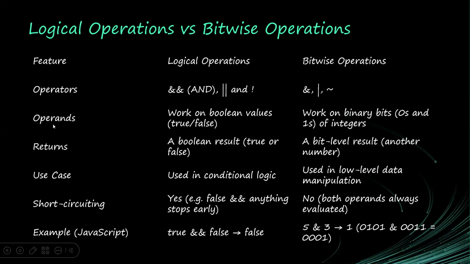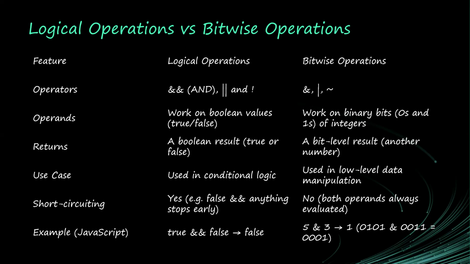The operands that logical operations operate on are called Boolean values, either true or false. But the bitwise operators operate on binary bits. So look at the differences. Logical operators operate on Boolean values, true or false, that's logical variables, while bitwise operators operate on the binary bits, zeros and ones of integers. So if I want to perform a bitwise operation on two integers, the programming language, the computer, will perform these operations on the bits of those integers.